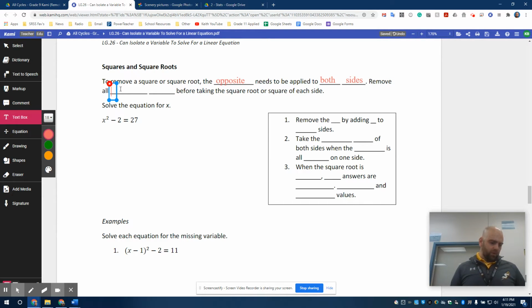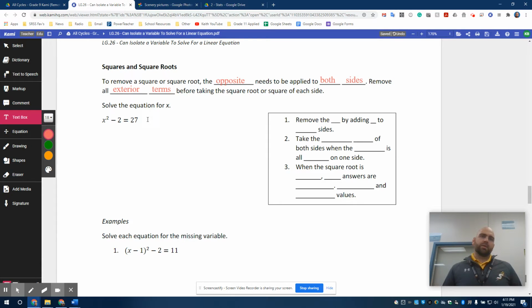Okay, so opposite needs to be applied to both sides. We remove all exterior terms before taking the square root or square of each side. It's just going to be a whole lot easier if we get rid of our terms to make it by itself there.